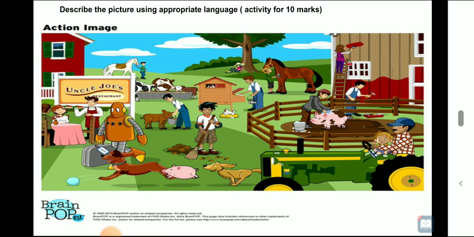Again, there is one small exercise for preparing a description. You can describe this picture.